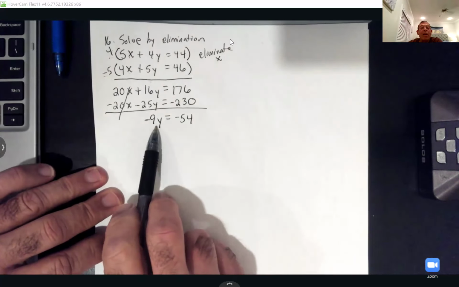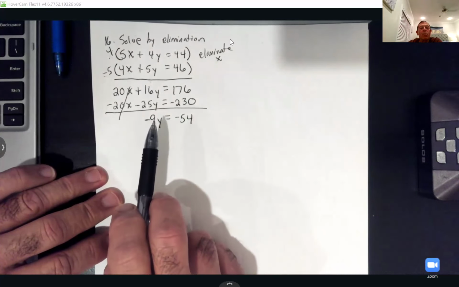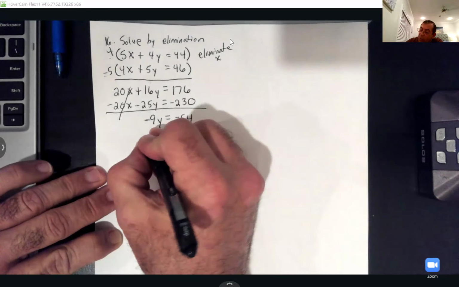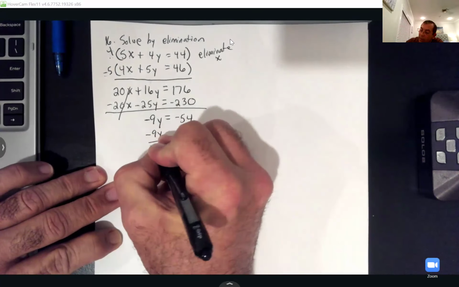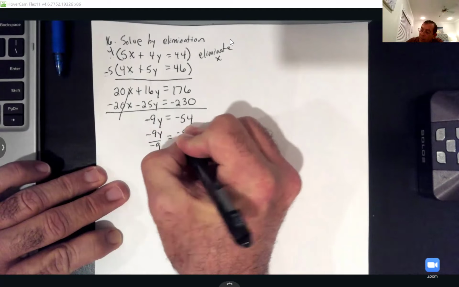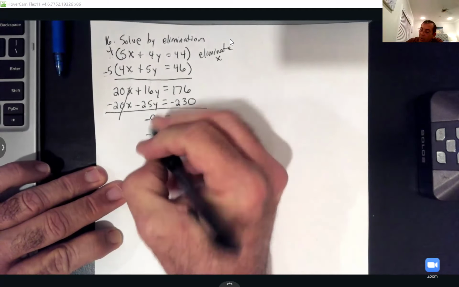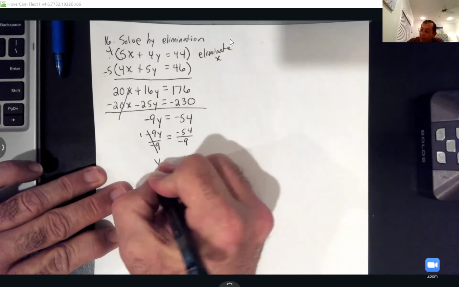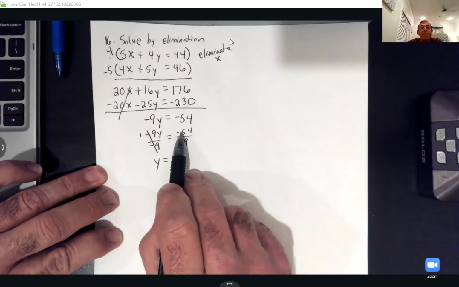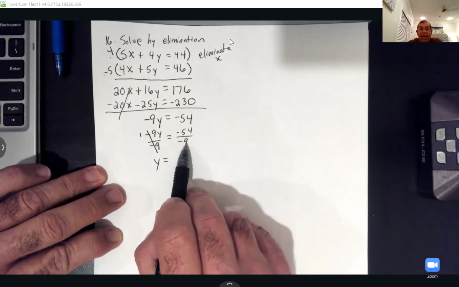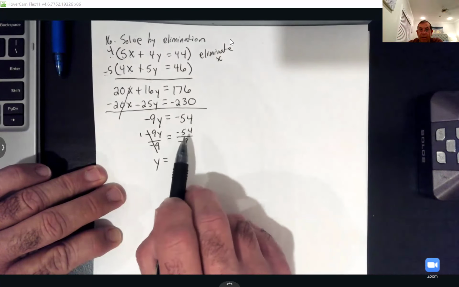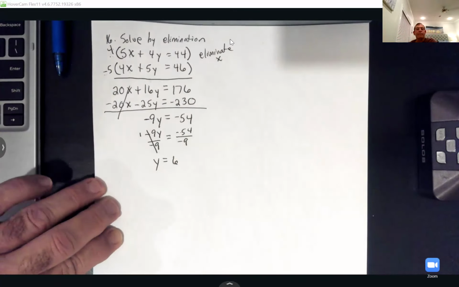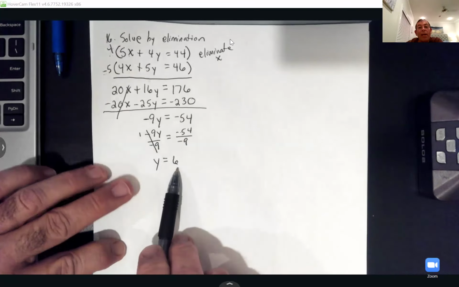So now we're happy. We got one variable. So we can divide both sides by that negative 9 and know what that y equals. So y'all look here. Negative 9 divided by negative 9 makes that a 1y. Negative 54 divided by negative 9 gives me a positive, what's that, 6? So guess what? You know what y is now.